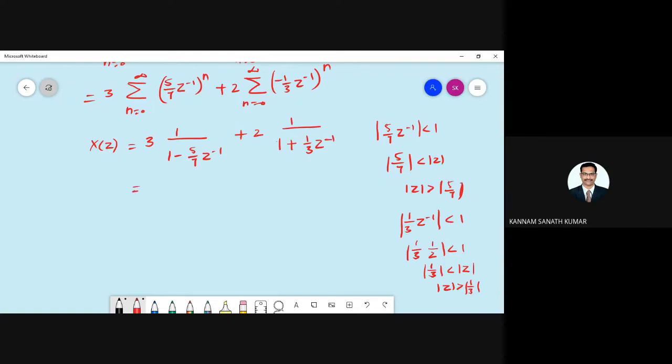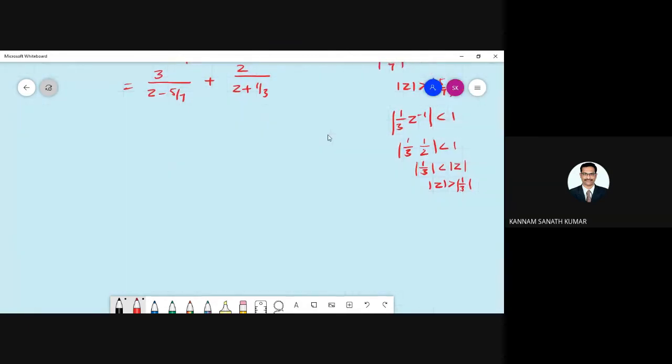So here if you see, this one is 3 by z minus 5 by 7 plus 2 by z plus 1 by 3. Okay, so what ROC did you get? One ROC is mod z is greater than 5 by 7, and for the second term you are getting mod z is greater than 1 by 3. So now you can take the LCM. So what are you getting?